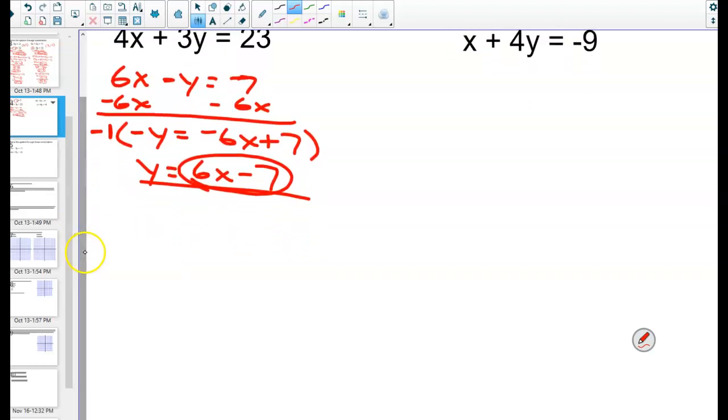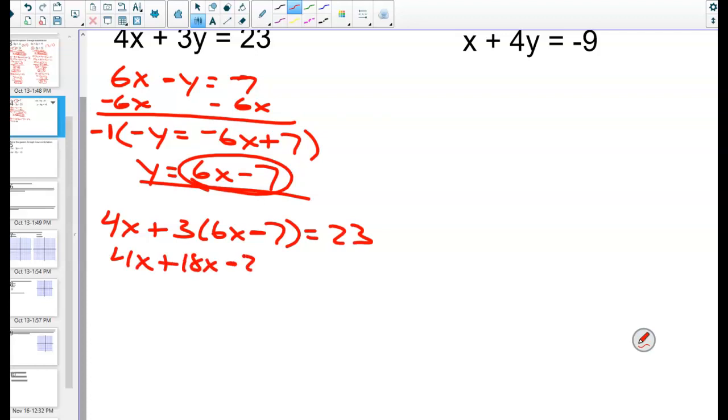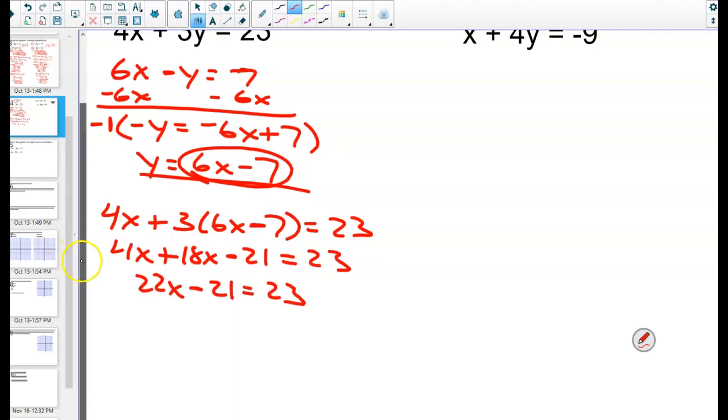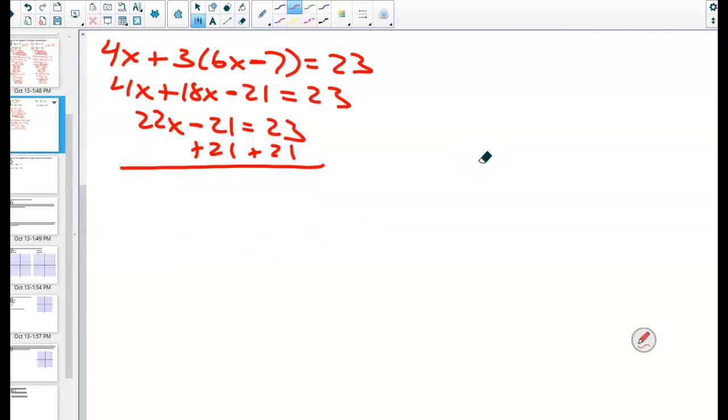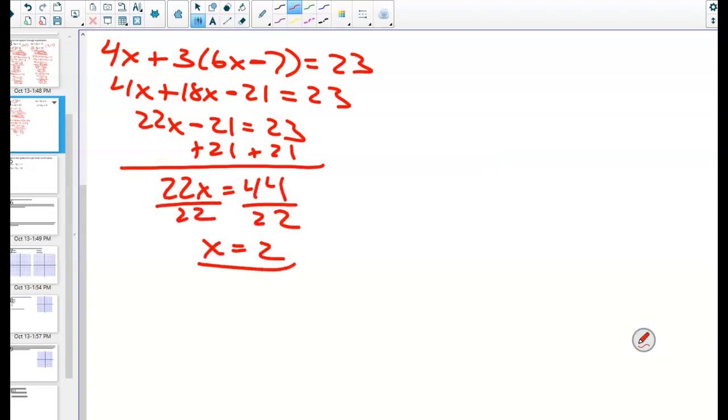So now, 4x plus 3 times 6x minus 7 equals 23. 4x plus 18x minus 21 equals 23. We combine our like terms. 22x minus 21 equals 23. Let me go from here. So 22x equals 44. We divide by 22, and my x equals 2.